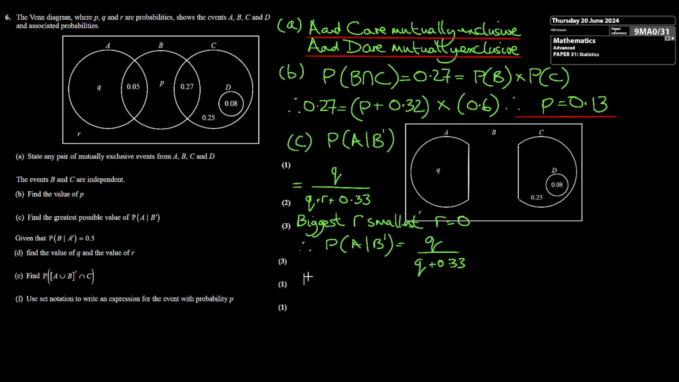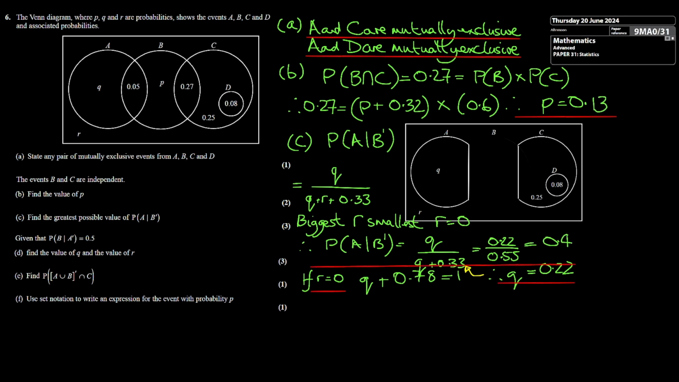Also, if R does equal 0, all of the remaining probabilities must add up to 1. So we get Q plus all these probabilities, which add up to 0.78, and this must equal 1, and therefore Q equals 0.22. If I substitute that back into our equation, this becomes 0.22 over 0.55, and this equals 0.4.